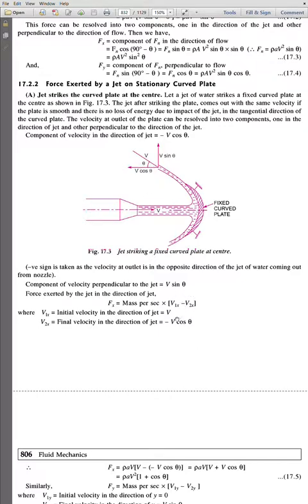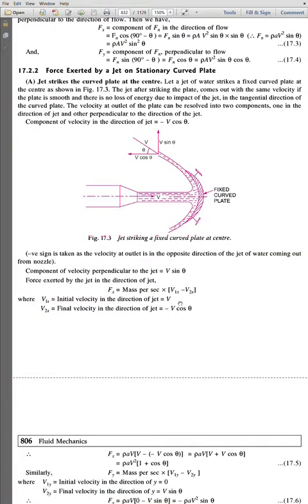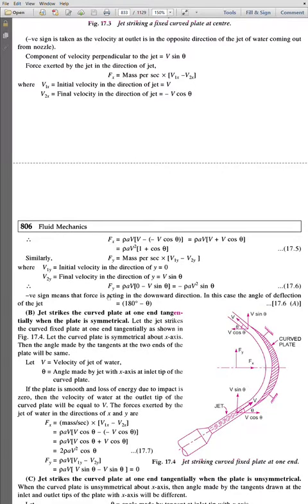By substituting v1x and v2x into the above relation, you will get F x equals rho a v times v minus of minus v cos theta. The whole thing becomes rho a v times v plus v cos theta, and taking v as common outside, you will be left with rho a v square into 1 plus cos theta.